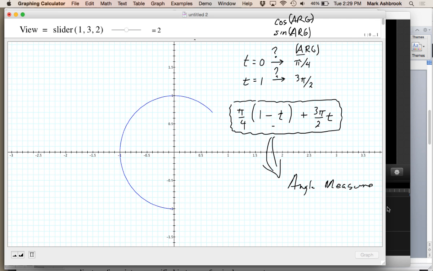This is what I originally had, and I was about to change it to what we have, but I'm confused on why. What's the difference? Well, if you change this around, you get 3 pi over 2 t minus pi over 4 t, and then plus pi over 4. This is very convenient because you don't have to do any thinking. You don't have to do the math that you did.